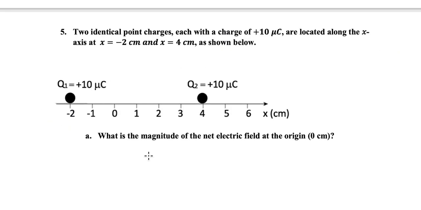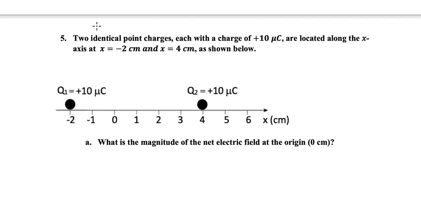Okay, let's look at this problem with some numbers here. Two identical point charges, each with a charge of plus 10 microcoulomb, are located along the x-axis at x equal to negative 2 centimeter and x equal to 4 centimeter as shown below. So we have got two charges, plus 10 microcoulomb at negative 2 and plus 10 microcoulomb at 4. What is the magnitude of net electric field at origin? So that's our point where we want to focus. So let's just highlight it. This is the origin, and we want to find the electric field at origin.